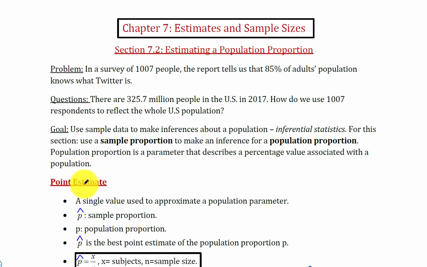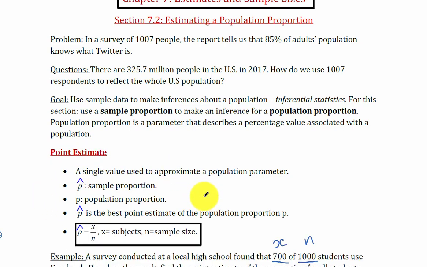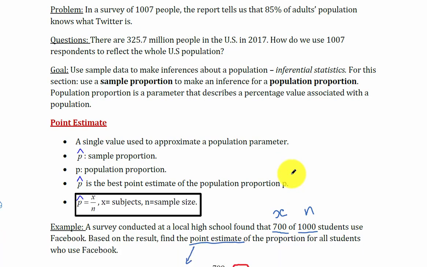The first keyword here is the point estimate. A point estimate is the value used to approximate a population parameter. And we use the letter p hat, the p with the hat, to represent the sample proportion, and the normal p is for the population proportion. And p hat is the best point estimate of the population proportion, the normal p.